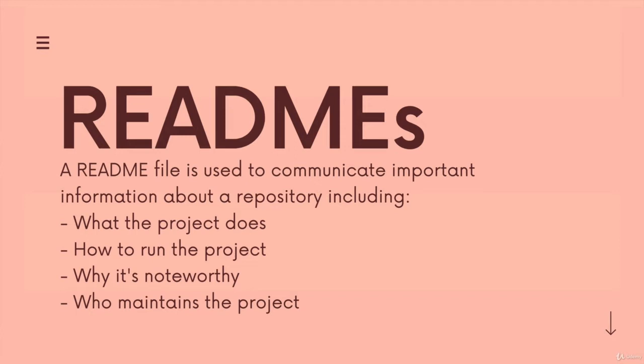Whatever your repo is, the README file should include information about what the project does, what it's for, who it's for, how to get started with the project, how to run it and install dependencies if necessary, why it's noteworthy, who maintains the project, how to collaborate on the project, how to get help. Not all of that has to be there, but if there's important information you want to convey to somebody coming to your project for the first time, then put it in the README file.